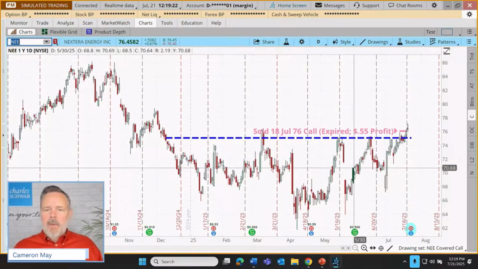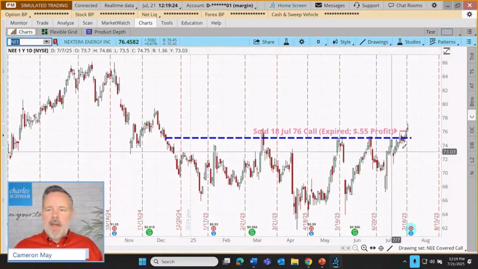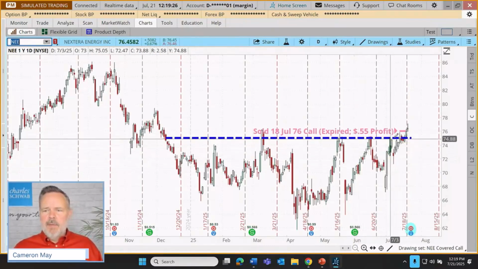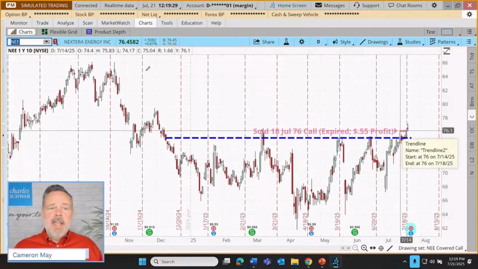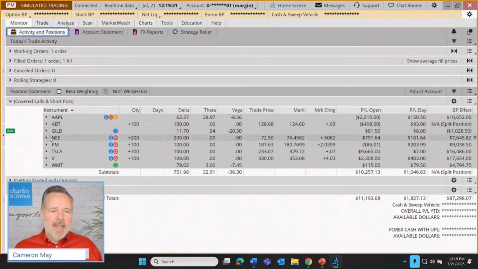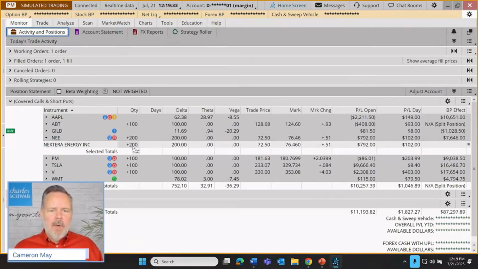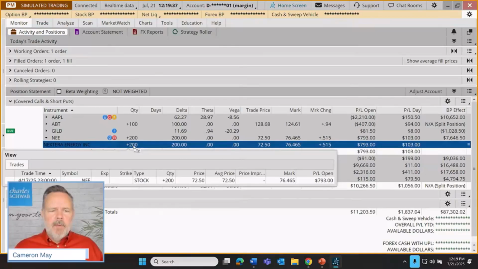NEE, we bought the stock, sold a call. This was a near miss. Let's go back to NEE. Let's open that up. We own a couple hundred shares. If you click on a value, or on the quantity, we can see when that trade was executed, or initiated. This was April 17th. Price of 72.5.